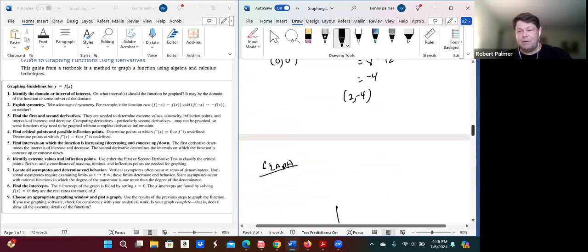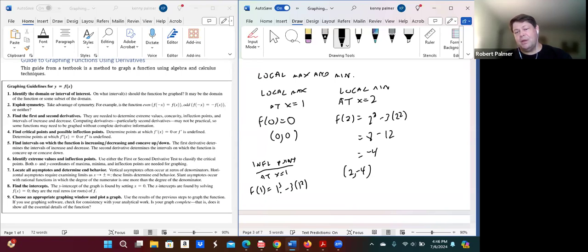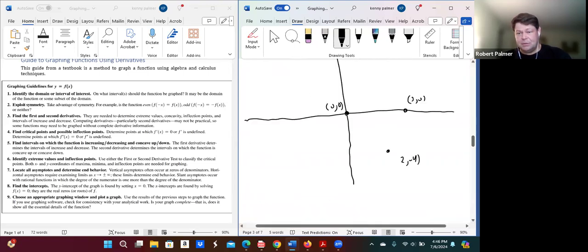And I actually forgot to write what our inflection point was going to be. I can kind of squeeze that in here. So inflection point. That was at 1. If we plug in 1, so f of 1 is 1 cubed minus 3 times 1 squared. And that's just going to be 1 minus 3, which is minus 2. And so that's going to be (1, negative 2). That's our inflection point. (1, negative 2). Be right about here.